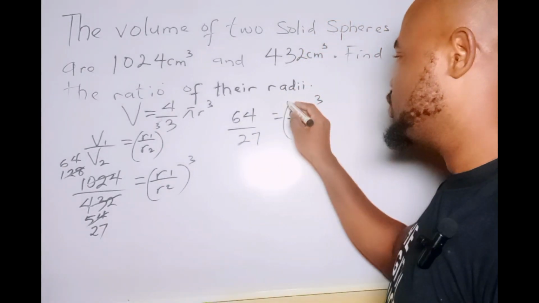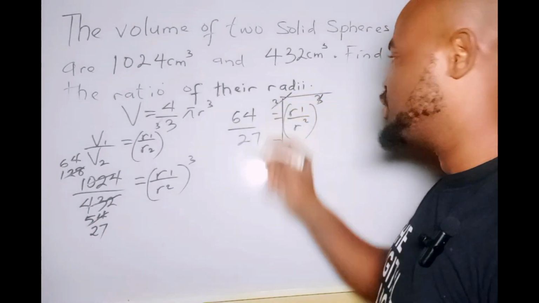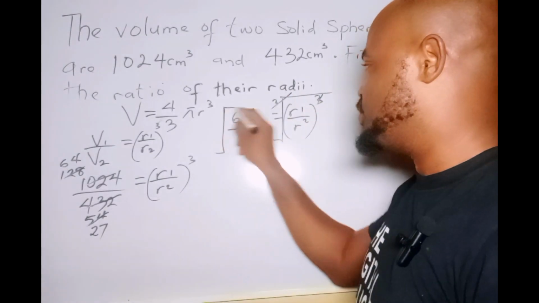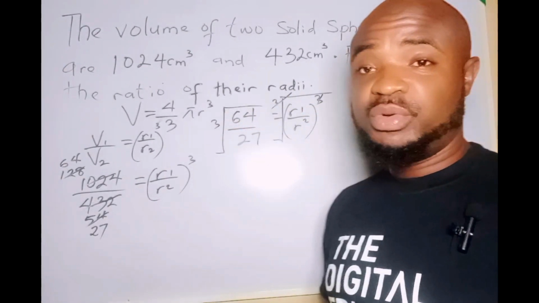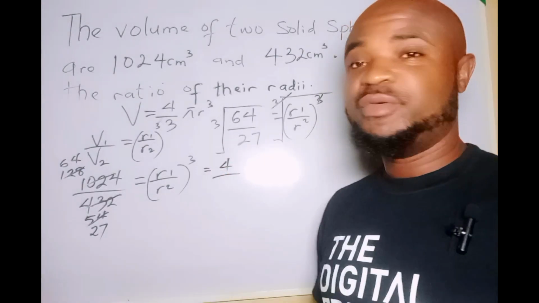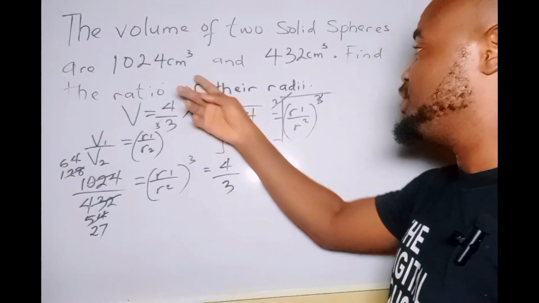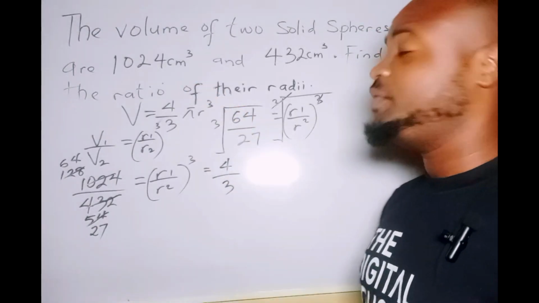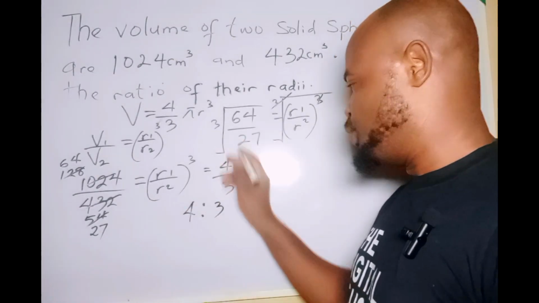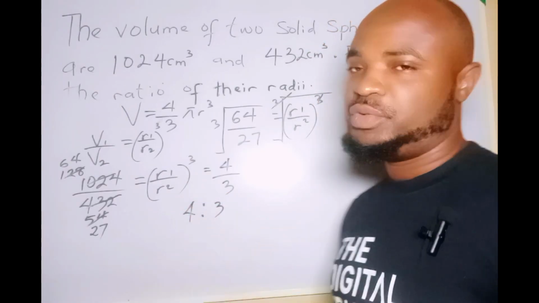So at this point, what I'm going to do is take the cube root of both sides. If I take the cube root of both sides, this 3 cancels this cube root. It cancels the root. Then I'm going to take the cube root of this as well. What's the cube root of 64? That is 4. And what's the cube root of 27? That is 3. And therefore, the ratio of the radii is 4/3. Just the way the fraction is, 4/3. So the ratio of the radii is 4/3.